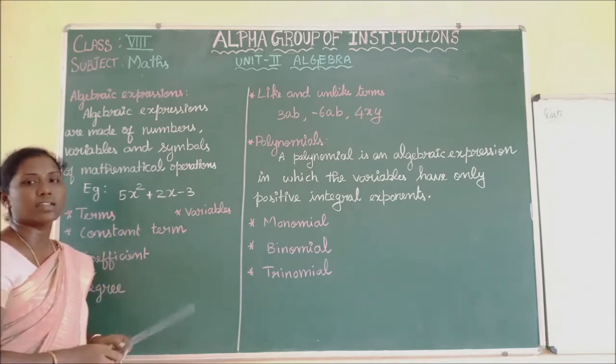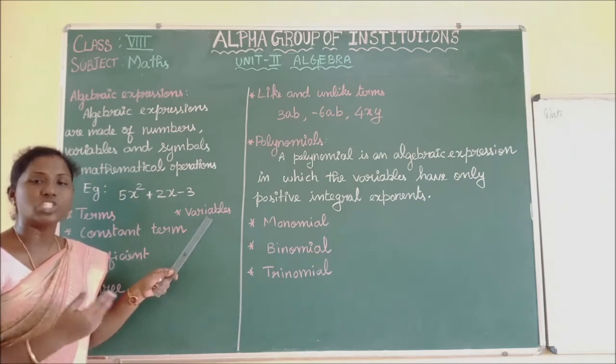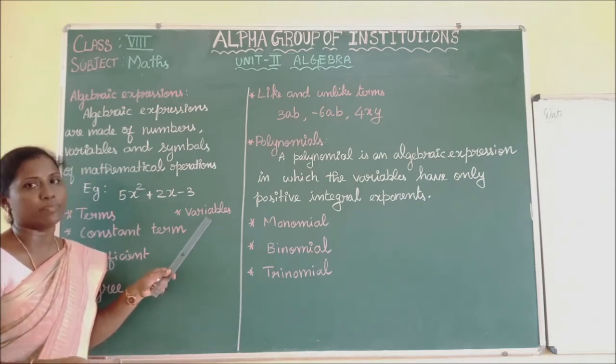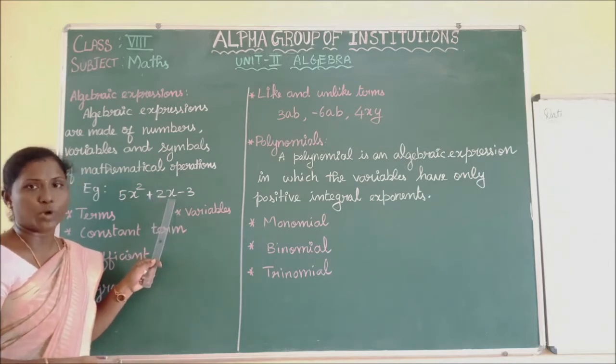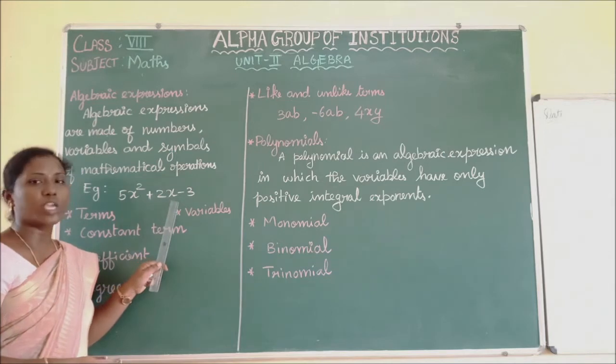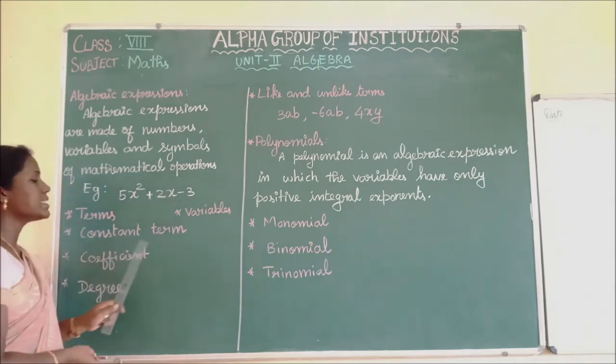Then the variables may change. They will not remain the same. They will change according to the content of the problem. The variable will take the value according to the content of the problem. So the variable will keep on changing. It is inconsistent. Okay. Then constant term.